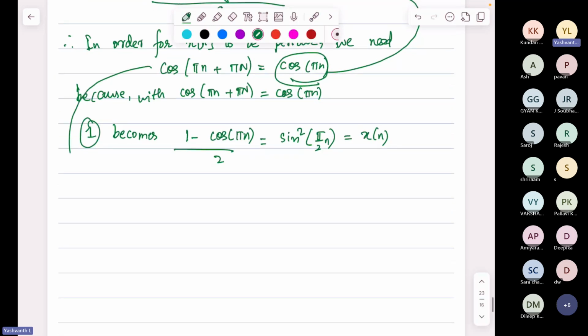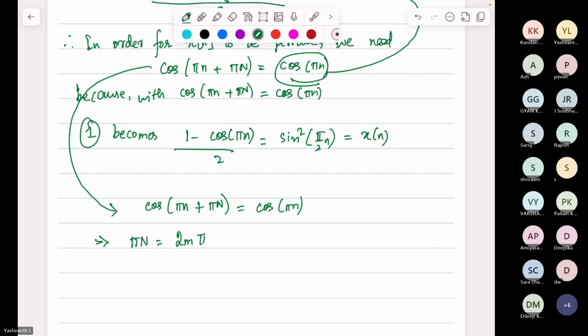So now cos of pi small n plus pi capital N equal to cos of pi n is the requirement. What does it mean? This means that pi capital N should be an integral multiple of 2 pi, where m belongs to Z, the notation for the set of all integers. Let me simplify this by cancelling pi on both sides. What does it give you? It gives capital N equal to 2m.